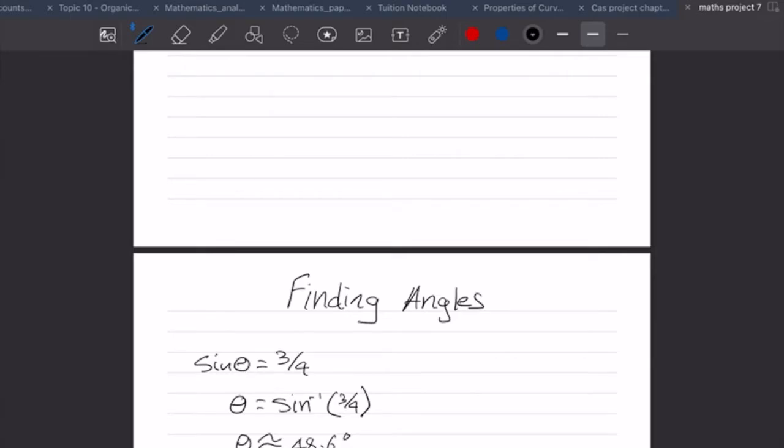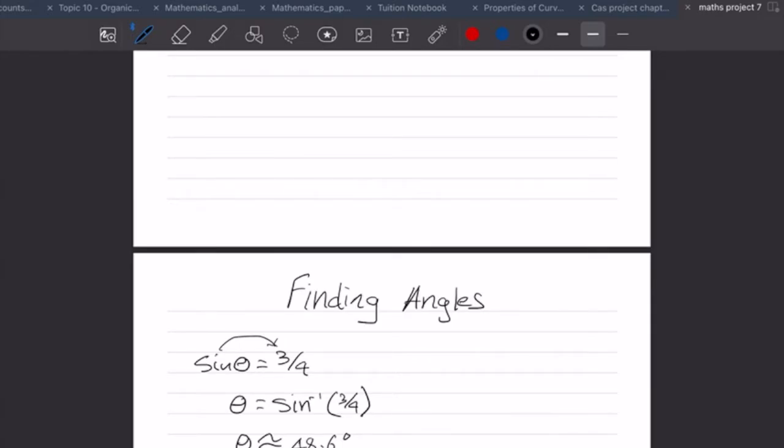So using that, to find theta, we'd have to bring sine over to the other side. By doing this, the sine becomes sine inverse, so it becomes sine to the power -1. Sine to the power -1 is on your calculator, so there's no calculation you need to do. You can just put sine inverse 3 over 4 into your calculator, and you'll get theta as 48.6.